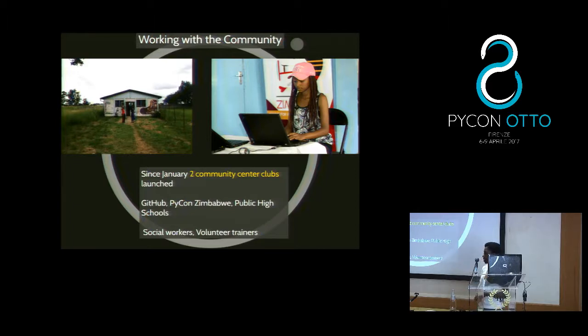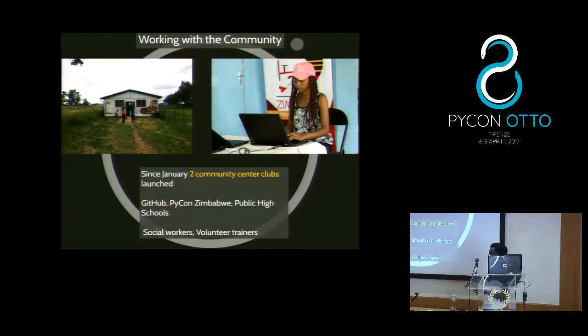GitHub recently came on board as a partner and as a sponsor, and so they help us in terms of funding for the laptops. And we also have PyCon Zimbabwe that helps us with hosting events that can help us with this. We're actually going to be collaborating with them for PyCon Zimbabwe this year. We're going to be having a Mentorship Week, but I'll talk about that in a bit.